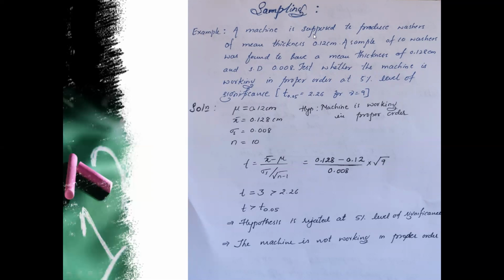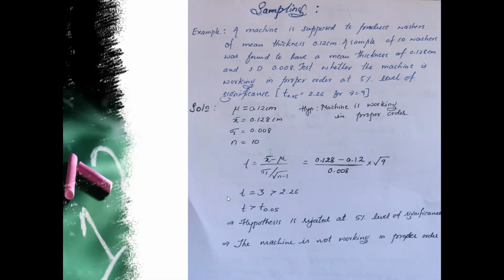Now we'll write the given data. A machine is supposed to produce washers of this much, that means the population mean should be 0.12, and a sample of 10 washers, so n becomes 10 here. These 10 washers have a mean thickness of 0.128, that means x bar is 0.128. Standard deviation sigma s is 0.008. Now we'll find the value of t, taking the formula x bar minus mu divided by sigma s by under root n minus 1.